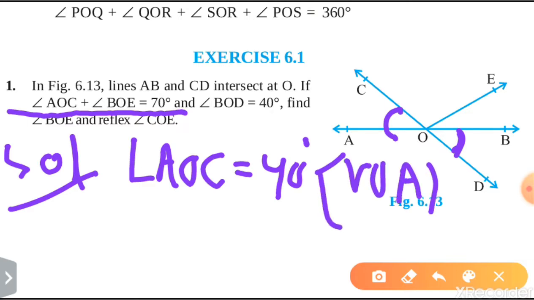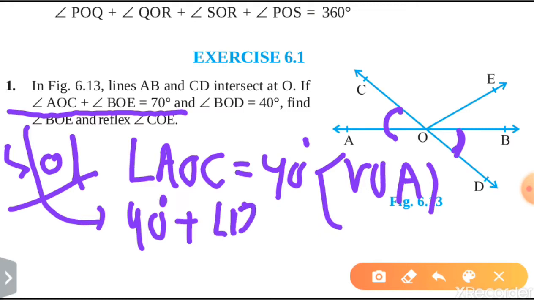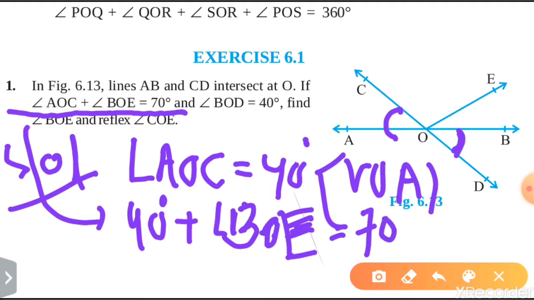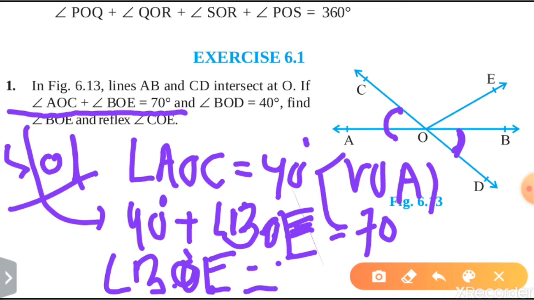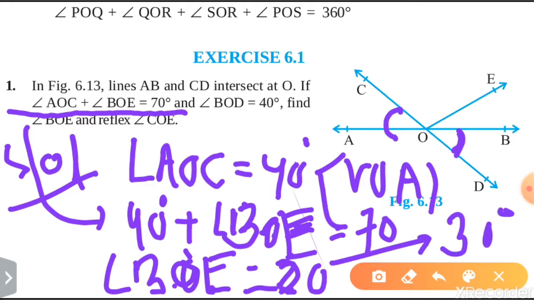Okay, now in place of AOC we can write 40 degree plus angle BOE is equal to 70 degree. Now we will find out angle BOE. Angle BOE is equal to 70 minus 40, that means 30 degree. You can see that the answer is 30 degree. So angle BOE is 30 degree. We get the first answer.